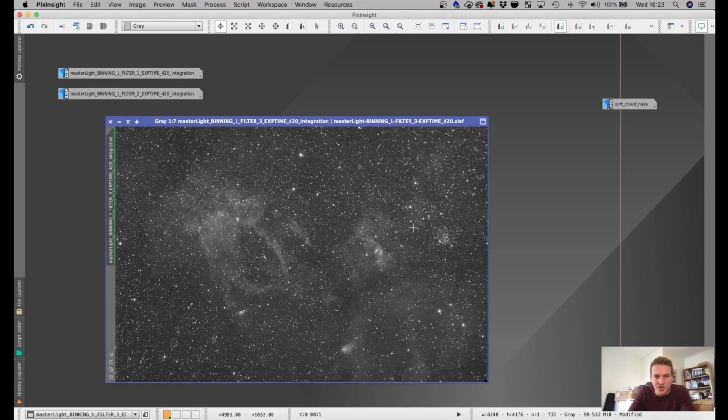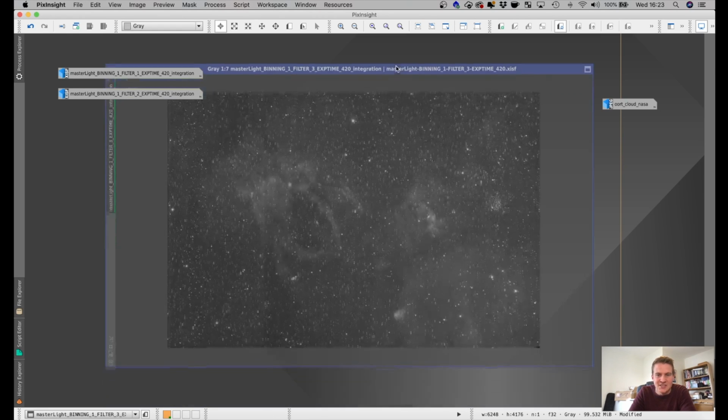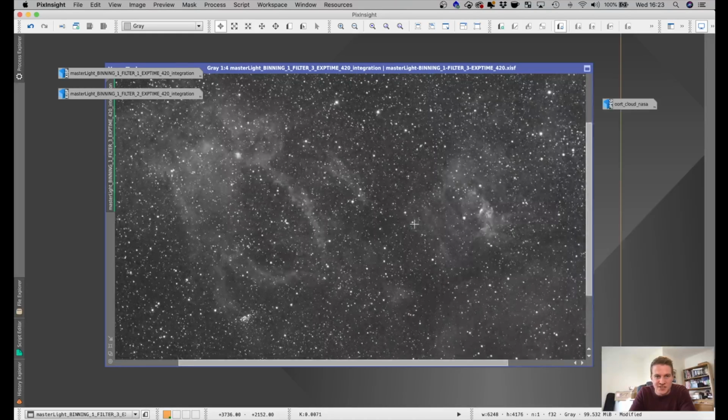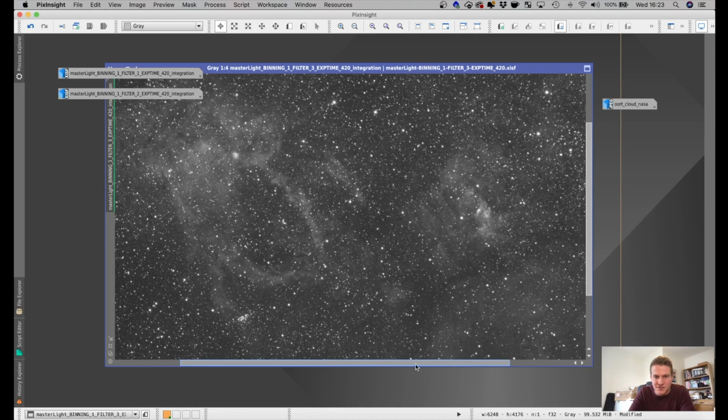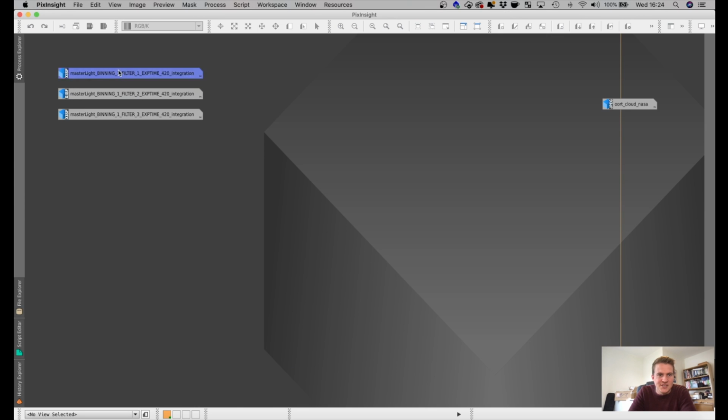The S2 data I'm not overly happy with. I think the stars are slightly bloated. They could be a little bit tighter, a little bit sharper. I don't know whether I just missed focus or the stars are bloating for another reason. Maybe there's a little bit of cloud, but it doesn't look as clean as the other data. But there is still quite a lot of information in those images. So yeah, that's the data.